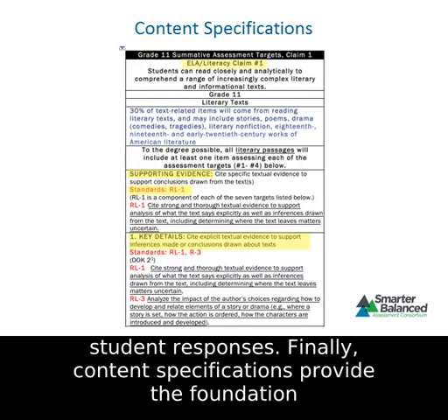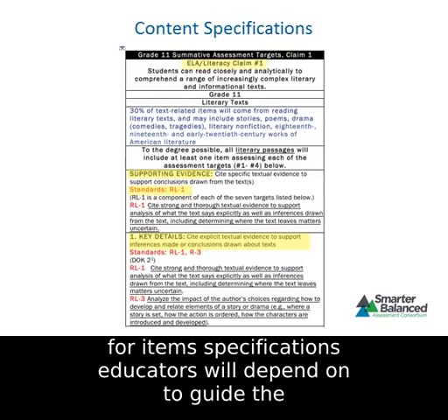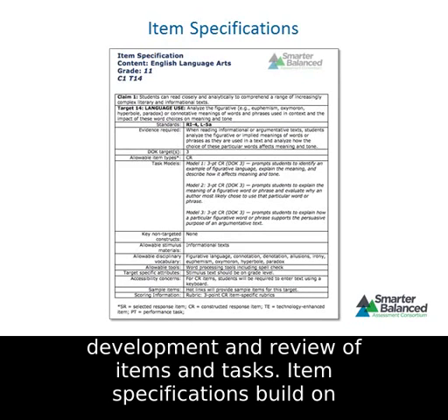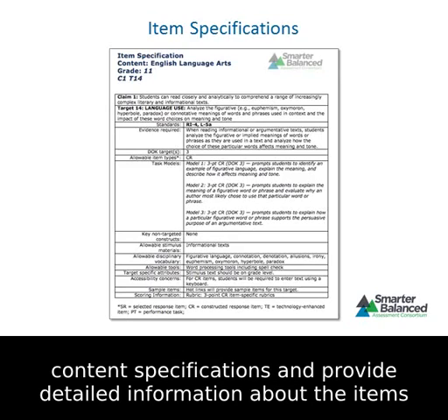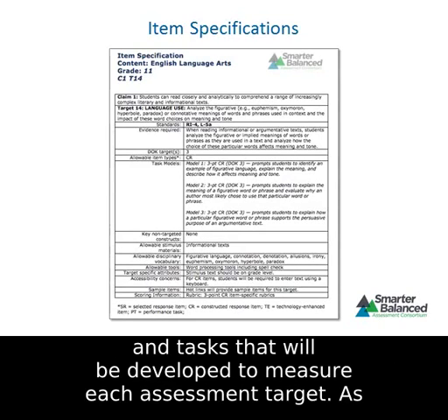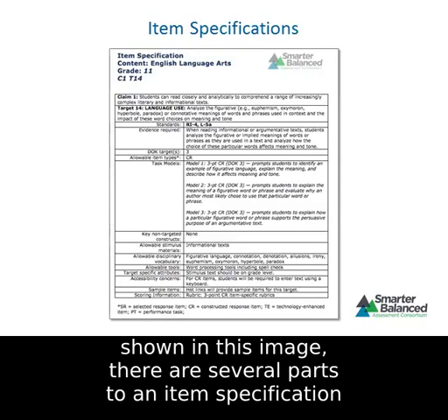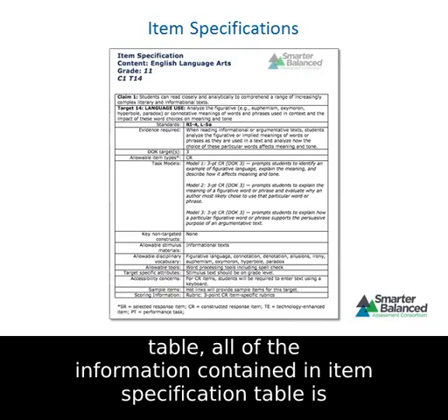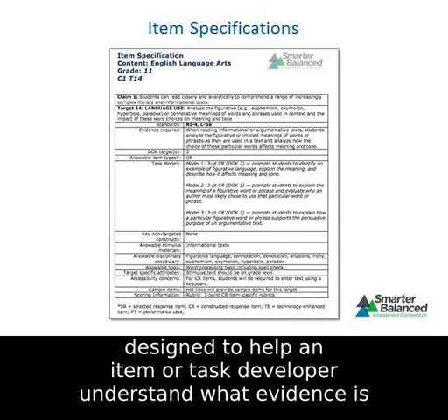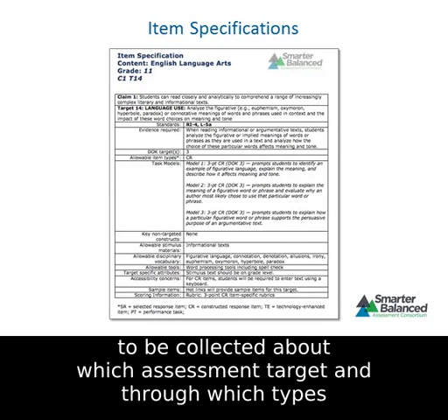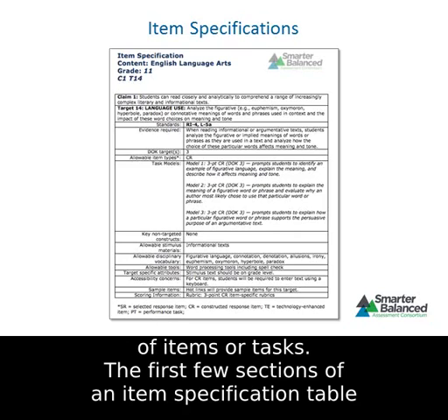Finally, content specifications provide the foundation for the item specifications educators will depend on to guide the development and review of items and tasks. Item specifications build on content specifications and provide detailed information about the items and tasks that will be developed to measure each assessment target. As shown in this image, there are several parts to an item specification table. All of the information contained in the item specification table is designed to help an item or task developer understand what evidence is to be collected about which assessment target and through which types of items or tasks.